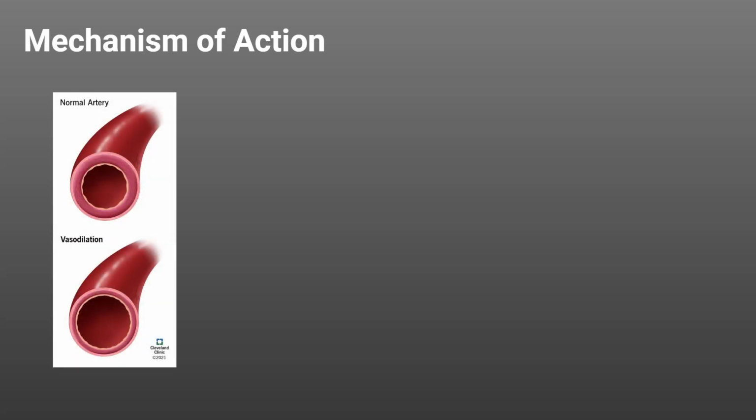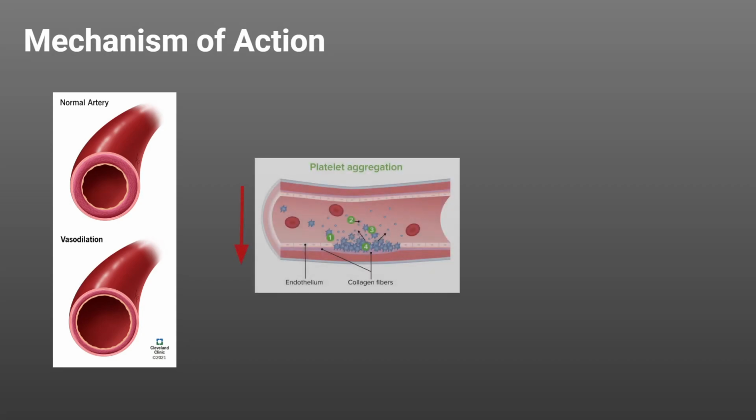Now, phosphodiesterase inhibitors essentially prevent the degradation of cyclic guanosine monophosphate and cyclic adenosine monophosphate, which ultimately causes vasodilation in blood vessels on the peripheries. This also decreases platelet aggregation in primary hemostasis and decreases inotropic effects on the heart.